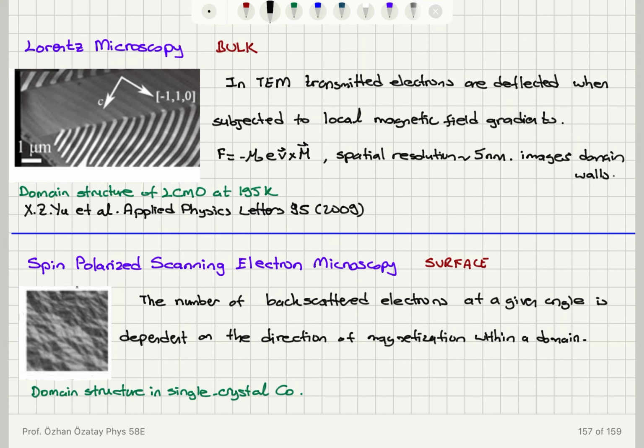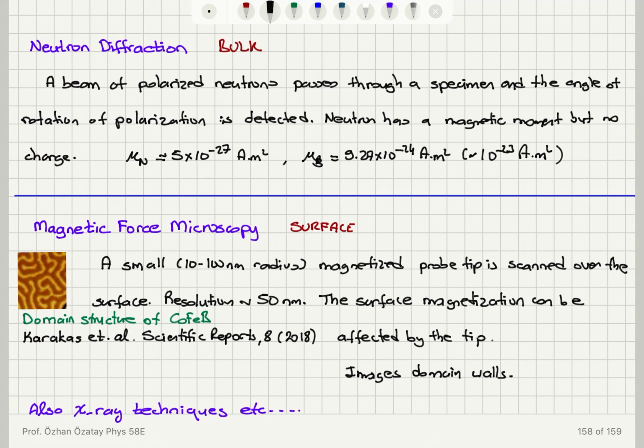Spin polarized scanning electron microscopy: we can look at the number of backscattered electrons at a given angle because it depends on the direction of magnetization within a domain, so the interaction of the local moments and the incoming electrons. In the SEM, it's a surface technique.